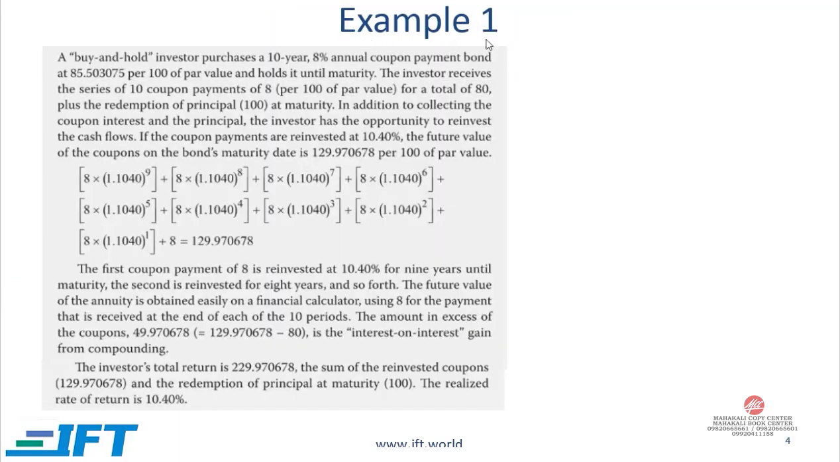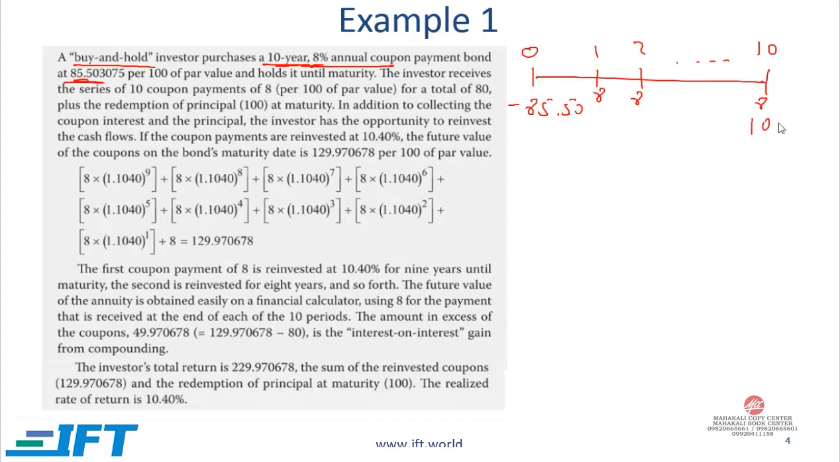Let's start with example 1. Here we consider a buy and hold investor who purchases a 10-year 8% annual coupon payment bond at 85.50. So this is a 10-year bond. The initial purchase price is 85.50, and there is a coupon of $8 at the end of every period. So $8 coupon, $8 coupon, and so on. This is the final coupon, and since we have a buy and hold investor, he will also get 100 at the end.